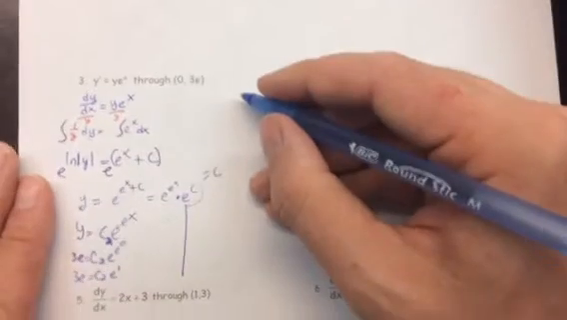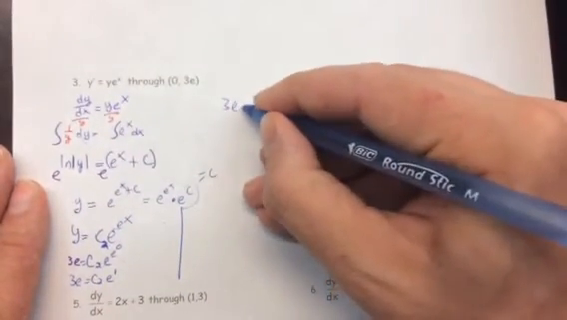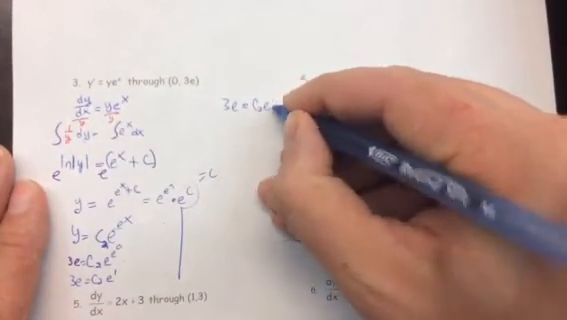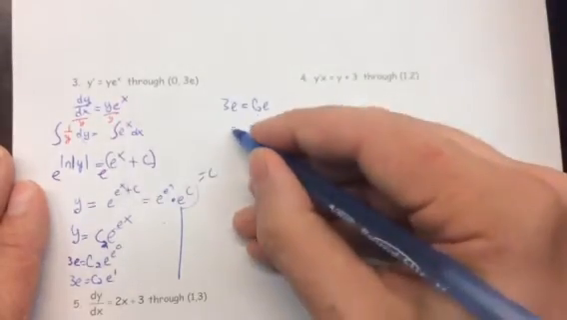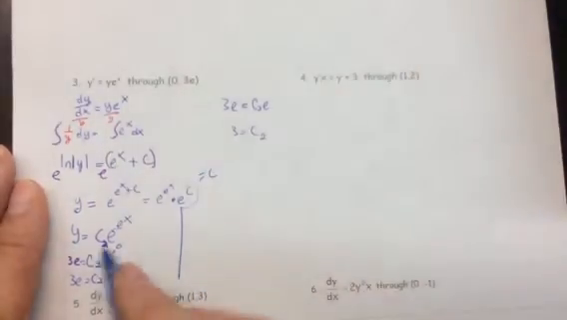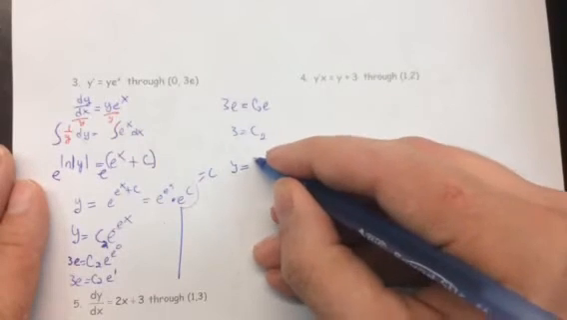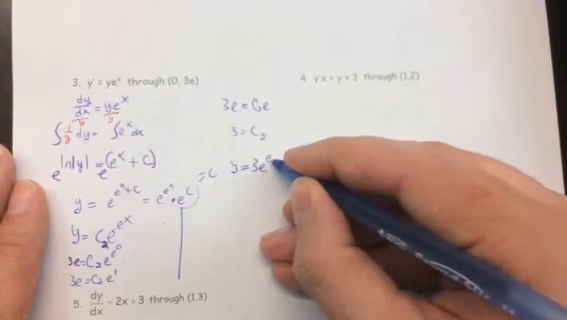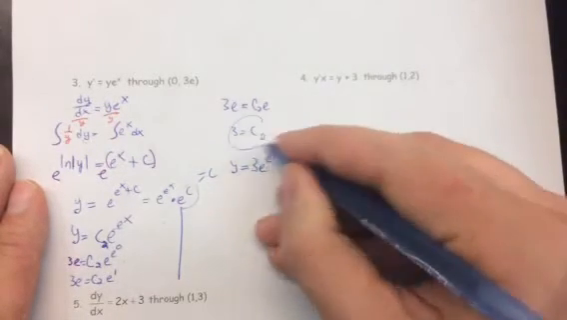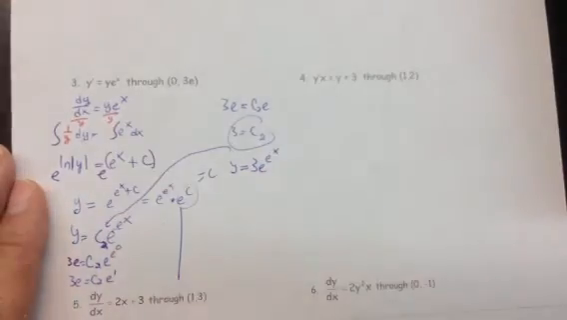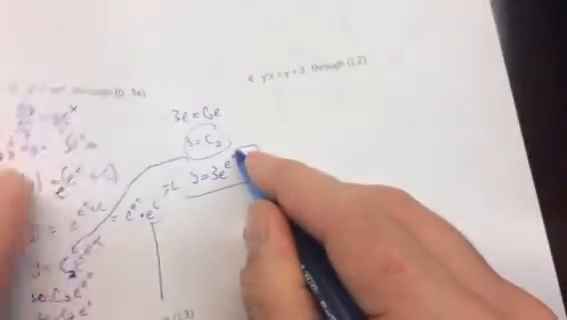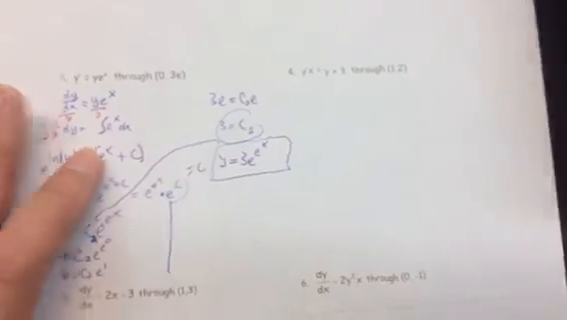Sorry, I'm going to go back up here. 3e equals c2 times e. And if we divide both sides by e, we get 3 equals c2. So our equation was y equals 3e to the x. We just plug back c2 in where the c was, and that's our solution to the differential equation.